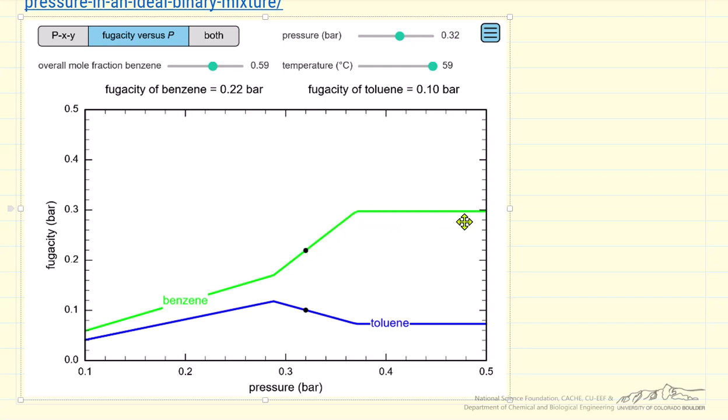At high enough pressures, now we have all liquid. Well, fugacity is pretty insensitive to the pressure of liquid. It changes slightly, but on this scale, it's a horizontal line. So the values displayed here for fugacity of benzene and toluene correspond to that black dot.